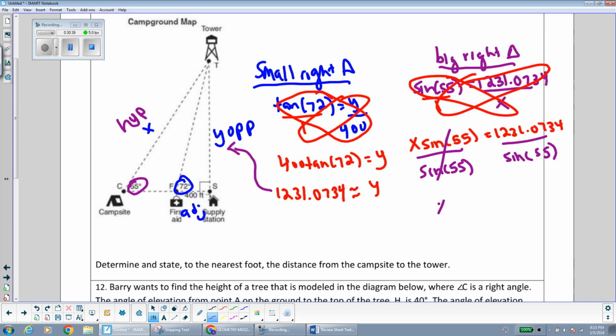And when you put it into your calculator, please round according to the question. It says the nearest foot, so that means the nearest whole number. This is our final answer. So I got about 1,503 feet as my answer.